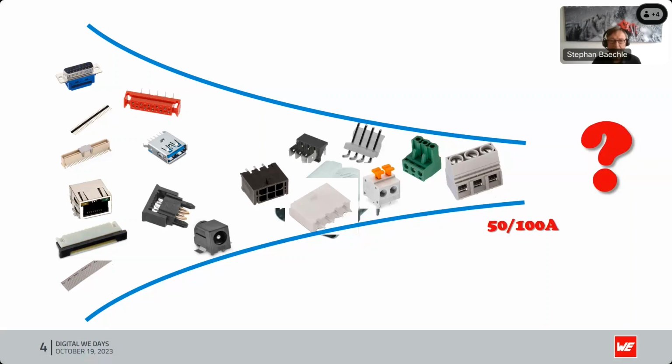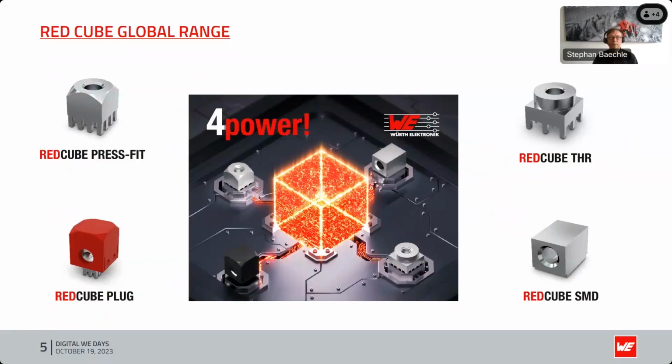Therefore, we have something special in our portfolio, the RedCube range. The RedCube range contains 3 different technologies. First of all, the press fit technology, the most reliable technology, suitable for the highest currents up to 300 amps over the PCB and up to 500 amps over a copper bar. And this is what I want to highlight today in this presentation.